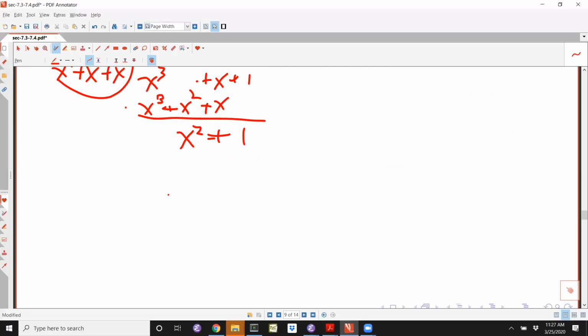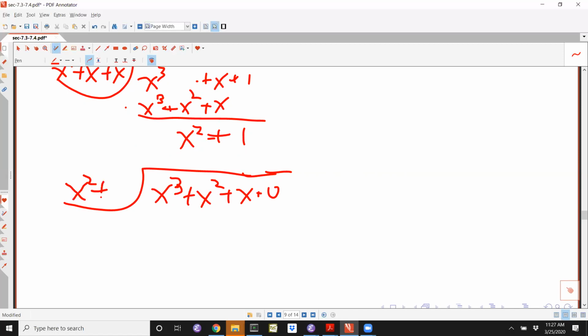And then the second step is we're going to divide. The old divisor becomes the new thing you're dividing into: x cubed plus x squared plus x plus 0. And we're going to divide that by x squared plus 1. Well, x squared plus 1 goes in x times, and we get x cubed plus x.